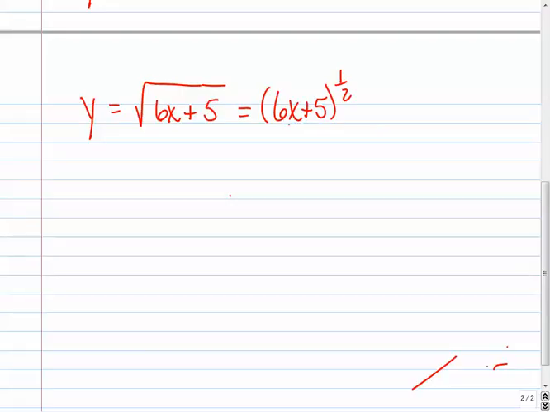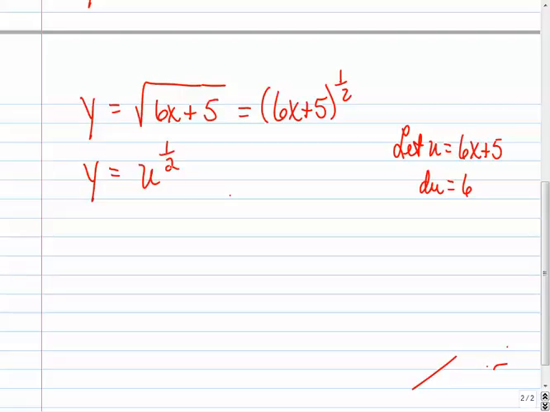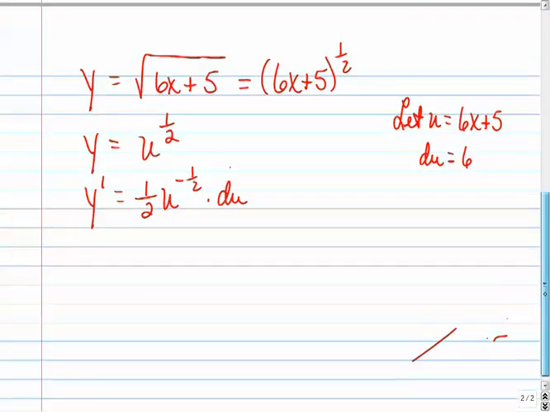Now, our inside function is 6x plus 5, and the outside function is the exponent, or 1/2. So I'm going to let u equal the inside function, which is 6x plus 5, and then the du, the derivative of u, is just 6. So I'm going to write my original function in terms of u. So y equals u to the 1/2 power. We're going to use the power rule to find the derivative of u to the 1/2. So that would be 1/2 u to the negative 1/2 power, and then you always have to multiply it times the derivative of u, or du.